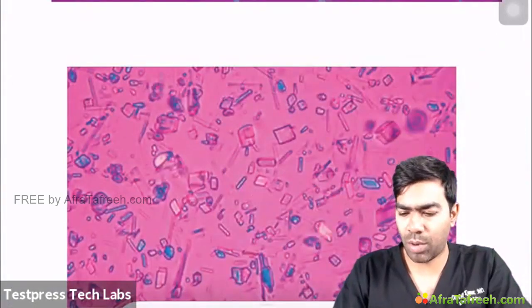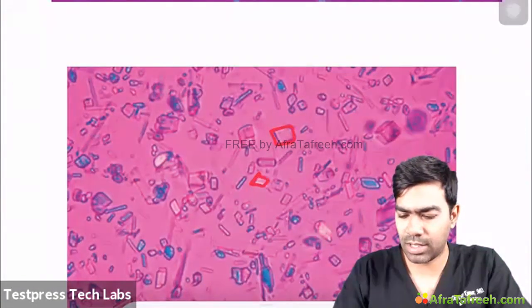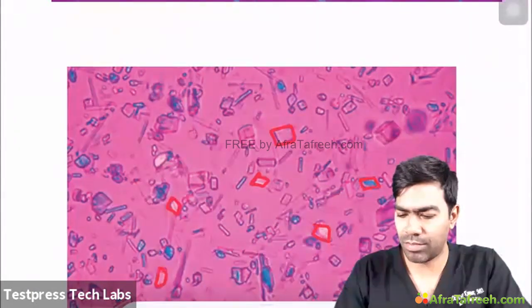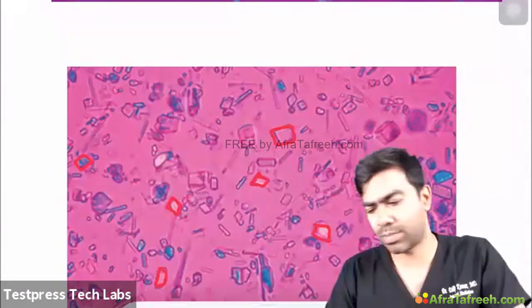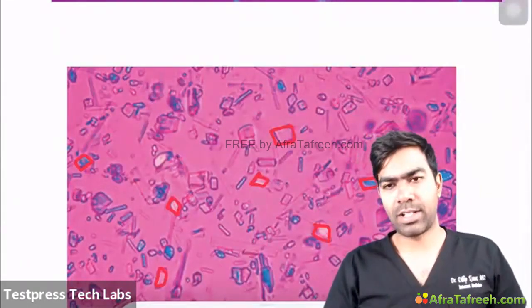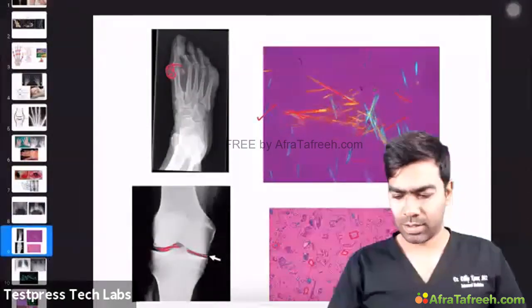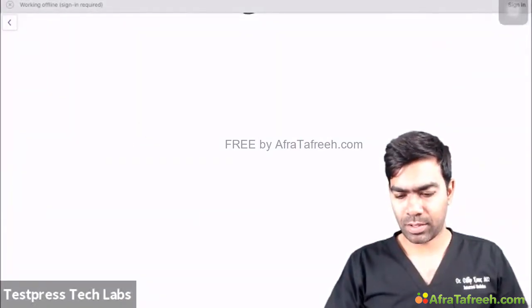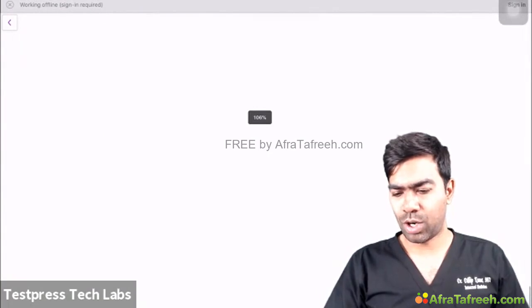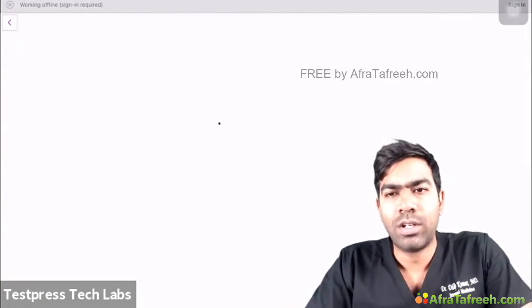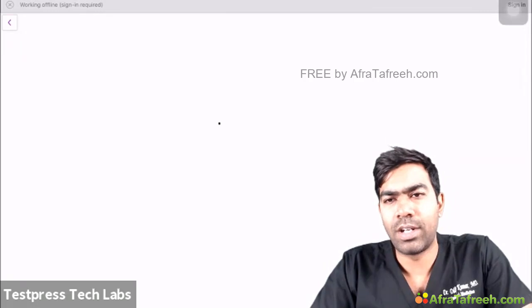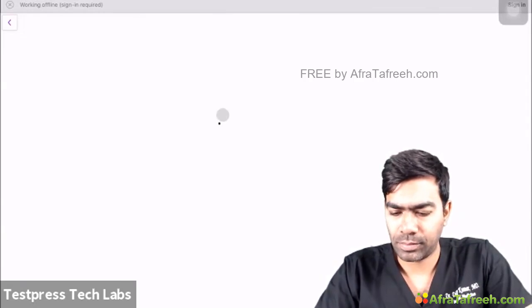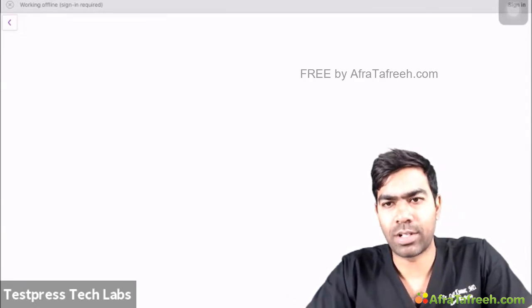And these are the typical rhomboid-shaped crystals that are seen in the setting of pseudo-gout. So classic rhomboid-shaped crystals, which will show weakly positive birefringence if you closely examine under the polarized microscope. And this is a typical example of pseudo-gout. These kinds of images are very, very common in exams. I think pseudo-gout would have made a good understanding right now, so I don't think we need to discuss pseudo-gout anymore. Crystal arthropathies, very important for exams.